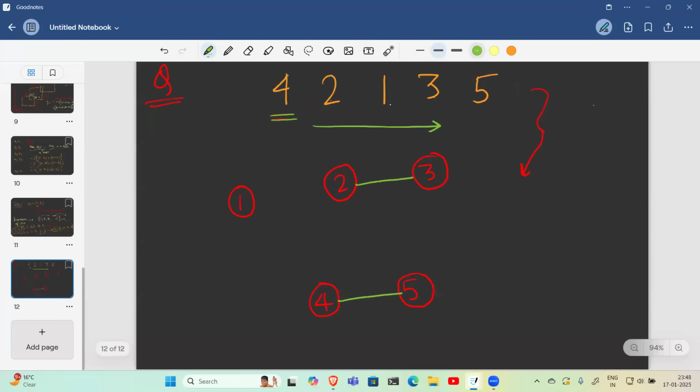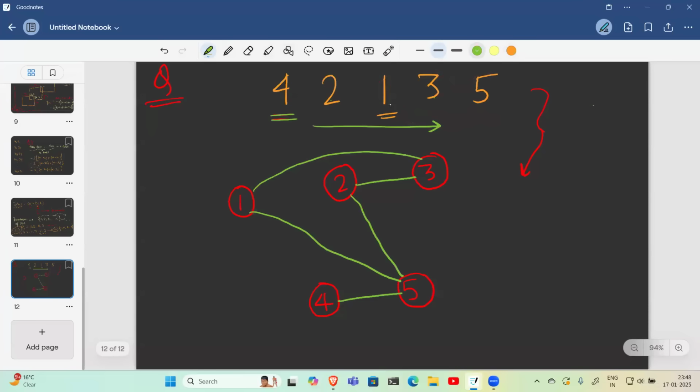So add an edge from 2 to 3 and 2 to 5. Now come at 1 here. From 1, how many elements do you see larger than it? You see 3 and 5, right? So that means add an edge from 1 to 3 and 1 to 5. So let me do it. So take 1, add an edge from 1 to 3 and 1 to 5.